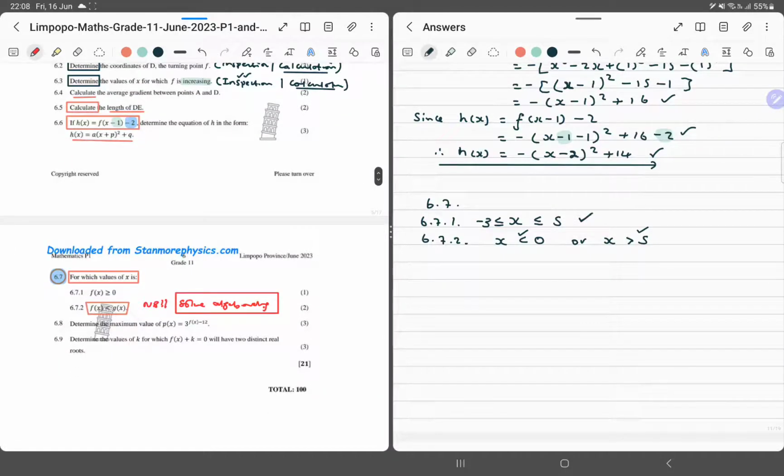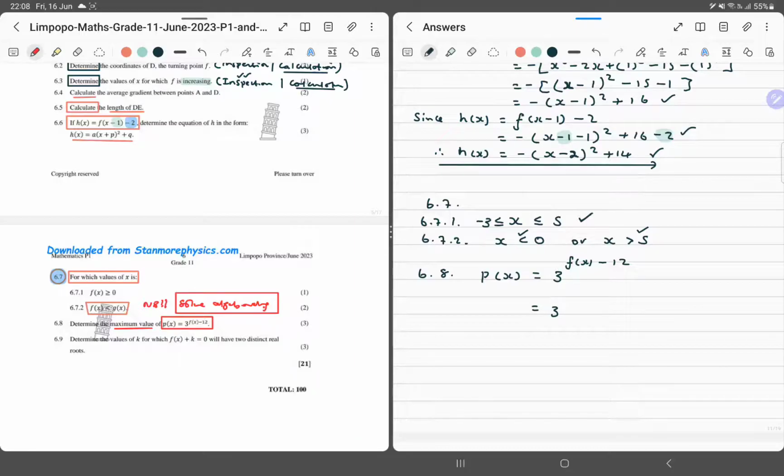And then 6.8 says determine the maximum value of p of x is equal to 3 to the exponent f of x minus 12. Wow, they're very creative, these people. So p of x is going to be base 3 raised to the exponent of f of x minus 12, okay? Let's first deal with the p of x. This is 3 to that exponent f of x.